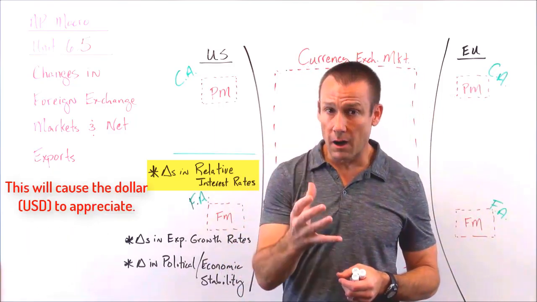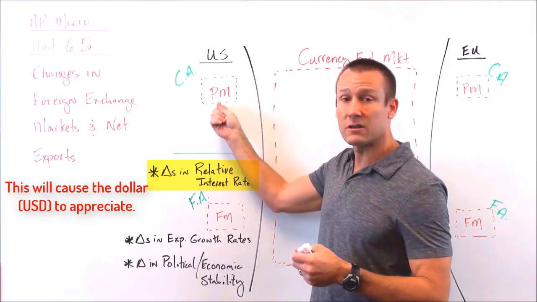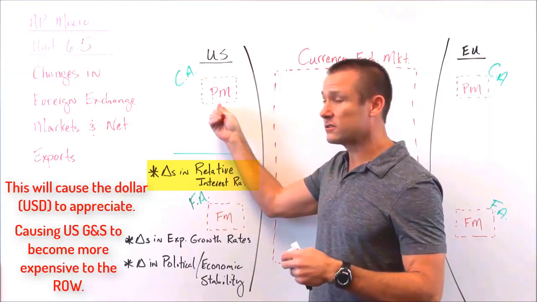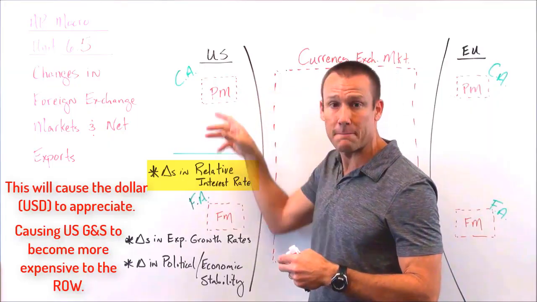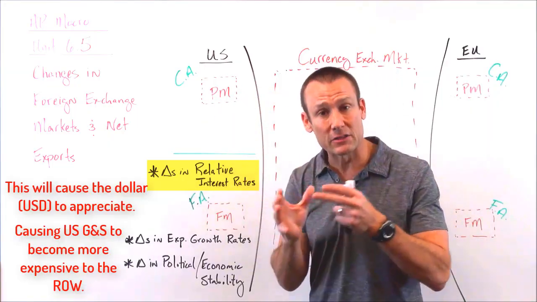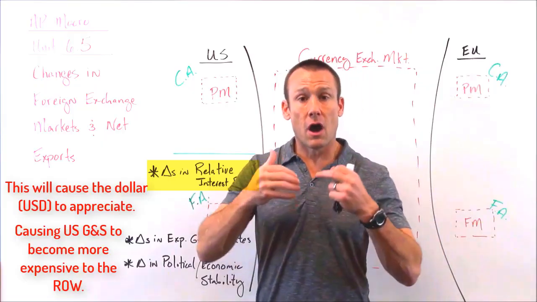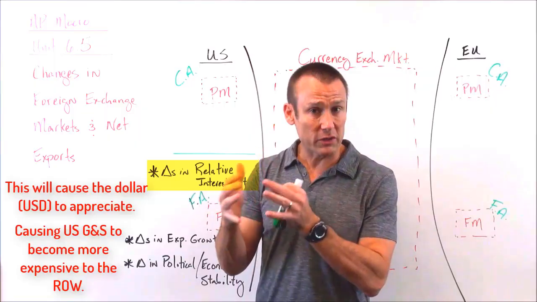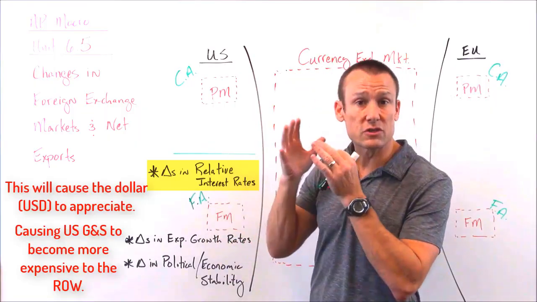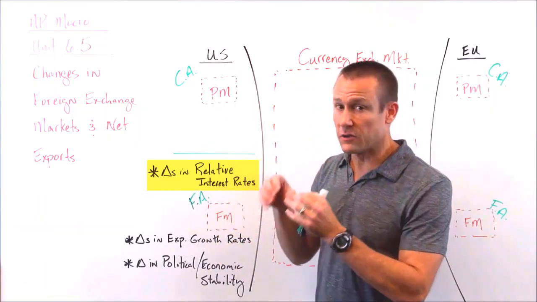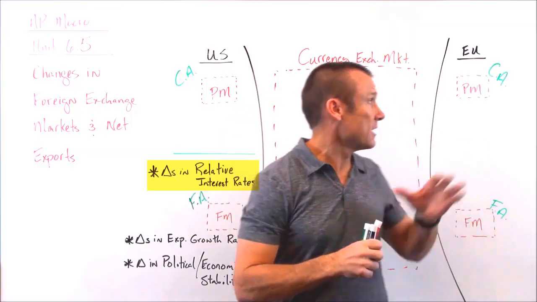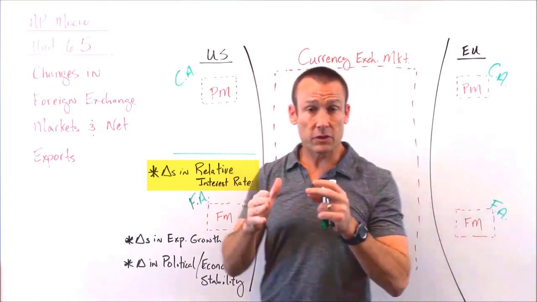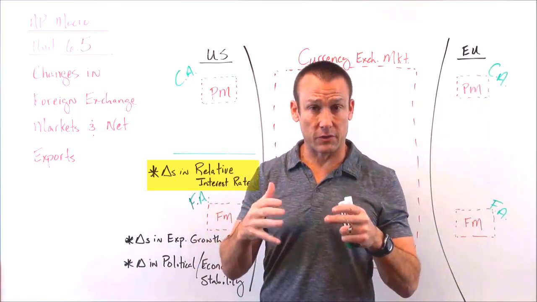When the dollar appreciates, of course, this stuff is going to become more expensive to the rest of the world. Again, the goods and services inside that box, the product market, are priced in dollars. If the dollar appreciates relative to other currencies, the dollar is now more expensive to get, and therefore these goods and services are more expensive to get. So again, if the dollar appreciates, people over here are going to buy fewer goods and services. Now, there's an upside to Americans.